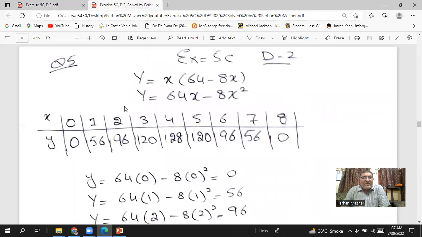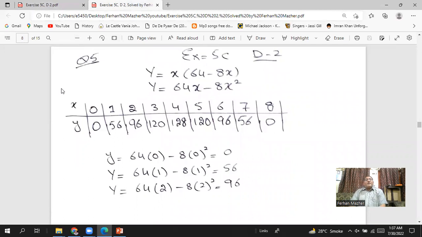Here you can see we have drawn a table. In this table, I am taking the values of x from 0, 1, 2, 3, 4, 5, 6, 7, 8. When I put these values in the equation y equals 64x minus 8x squared, I get these values. For example, when I put 0, on the calculator you do 64 bracket 0 bracket close minus 8 bracket 0 bracket close whole squared, which equals 0. So this is the value of y.